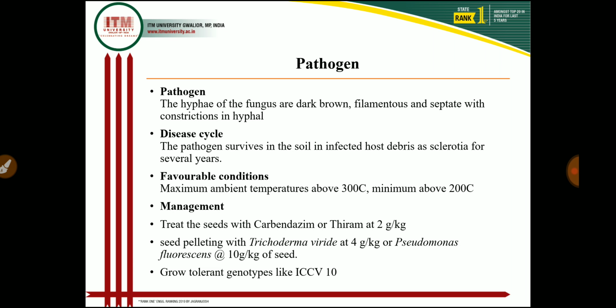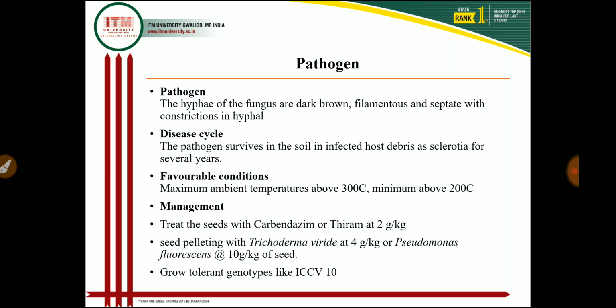In favorable conditions, if the maximum ambient temperature is above 30 degrees centigrade, the minimum temperature is 20 degrees centigrade, and moisture stress conditions are there, then these conditions are very favorable for the development of dry root rot disease in gram.